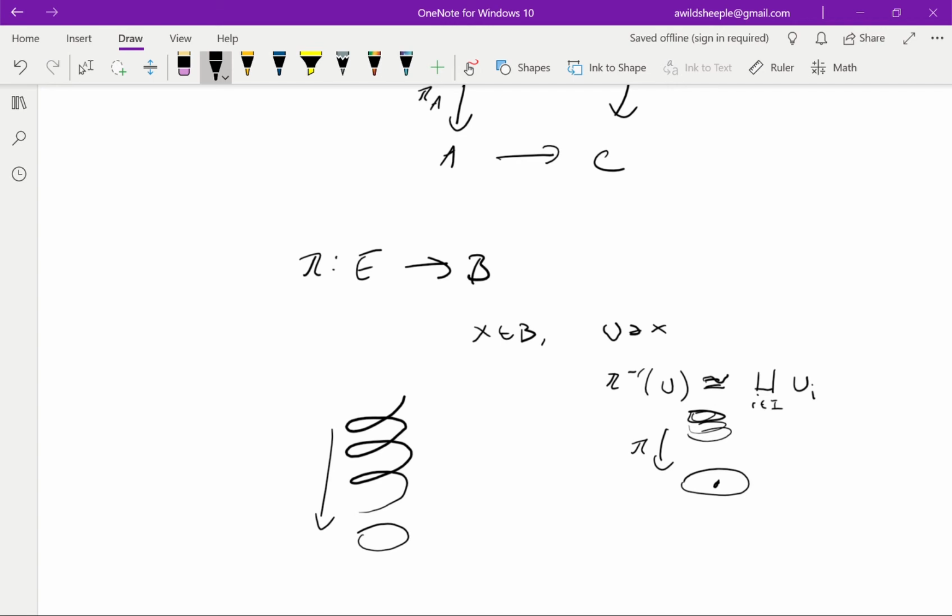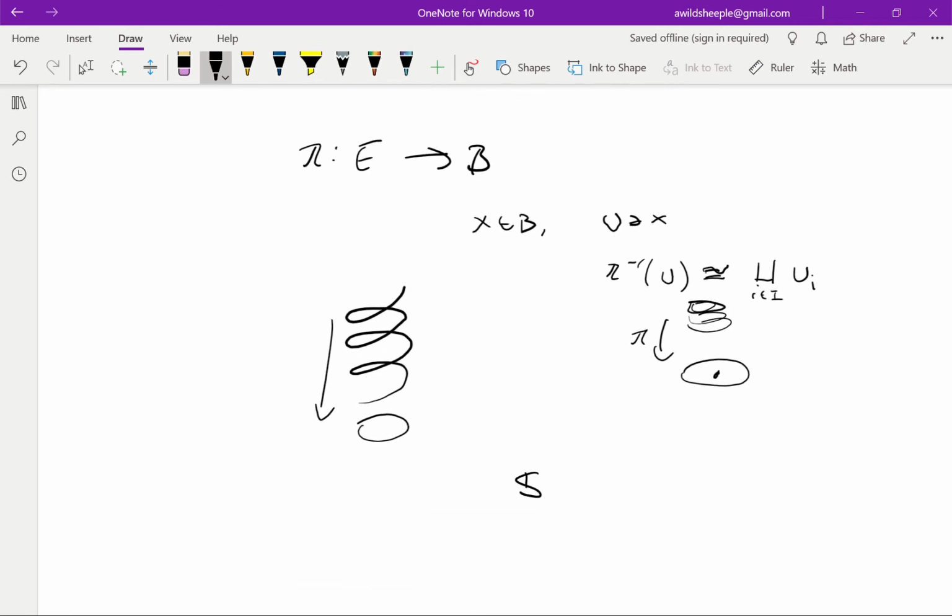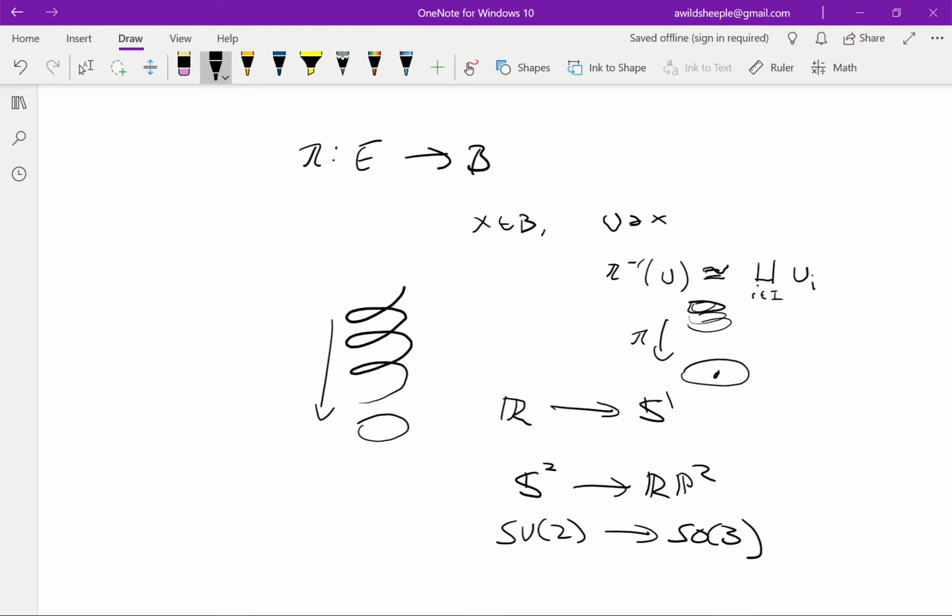And of course there are other examples, like the sphere and the projective plane, and maybe those of you who know some physics know about SU2 covering SO3. S2 covering RP2, SU2 covering SO3. This example that I just drew here is R covering the circle. Okay, and all of these examples are very interesting. Hopefully you're familiar with at least a couple of them.